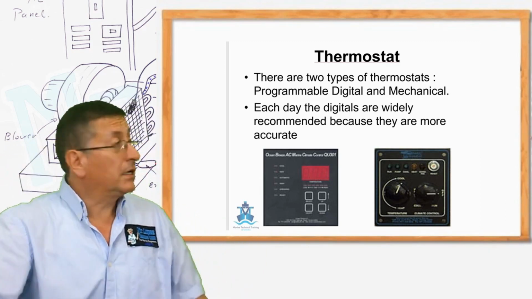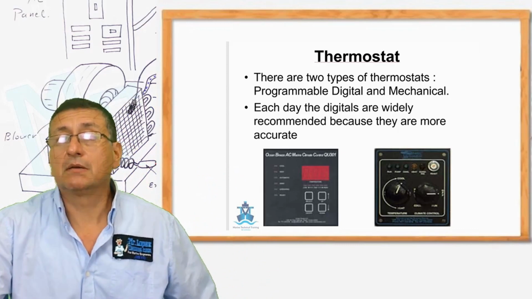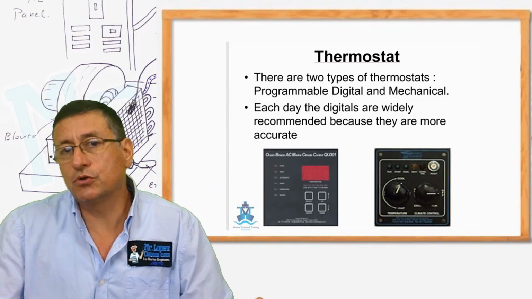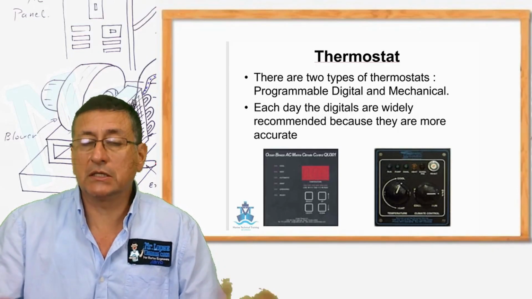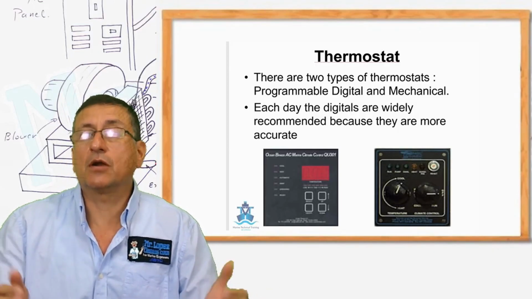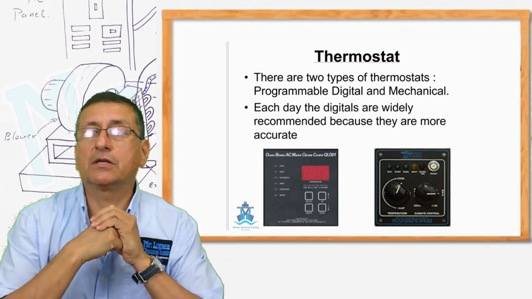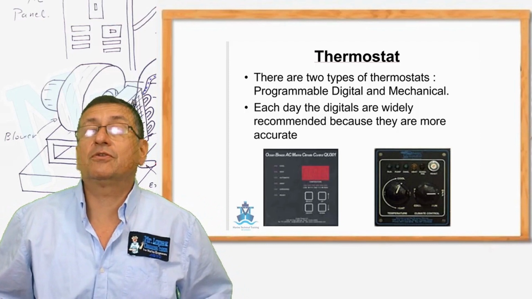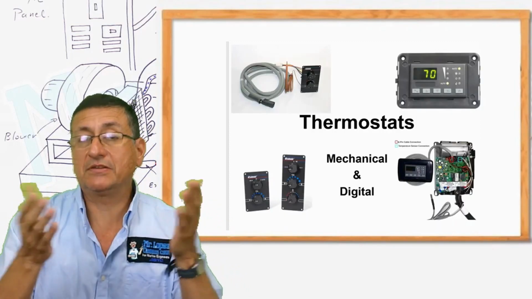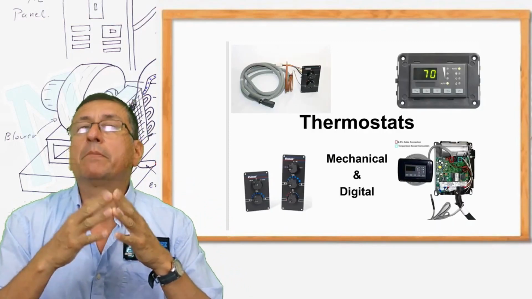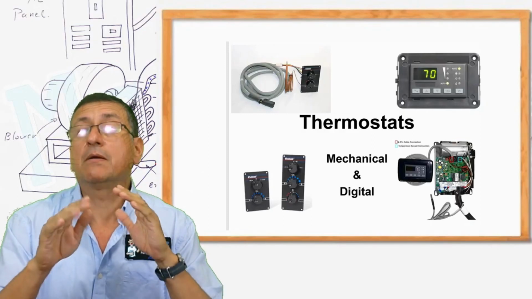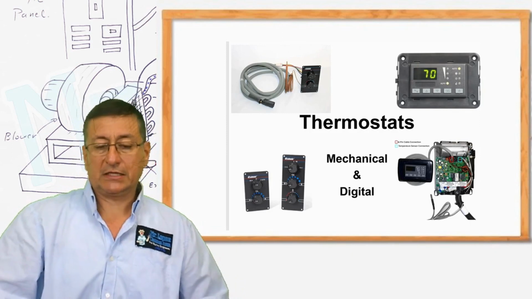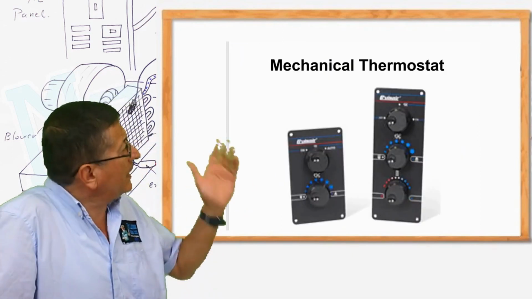There are basically two types of thermostats: mechanical thermostats and digital thermostats. Of course, today, because they are more accurate, digital thermostats are preferred in comparison with mechanical thermostats. But both of them are found in marine applications. You will find mechanical thermostats especially in split units. However, every day the digital thermostat is more popular. We are going to talk about the mechanical thermostat.